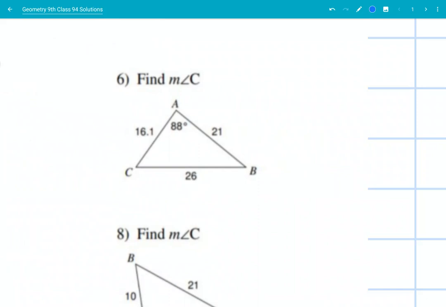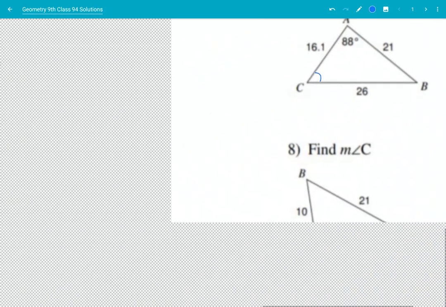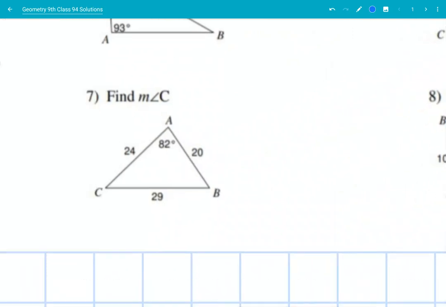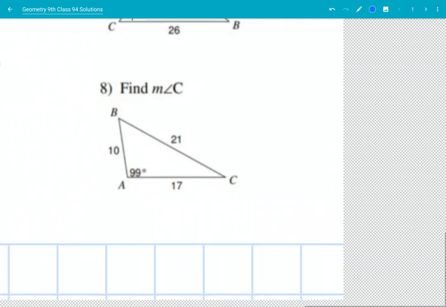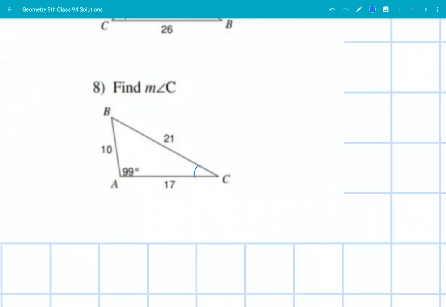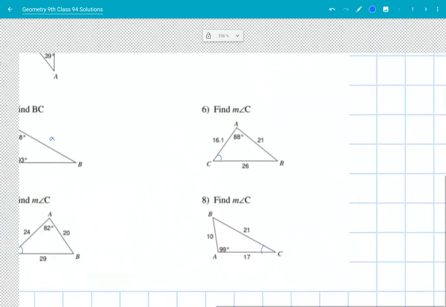And we need to find the angle C, so that angle right there. Number 7, find again angle C, so that angle right there. And again angle C. There we go. We've labeled everything that we need to find.